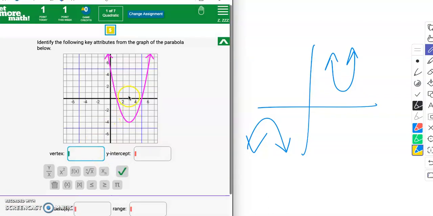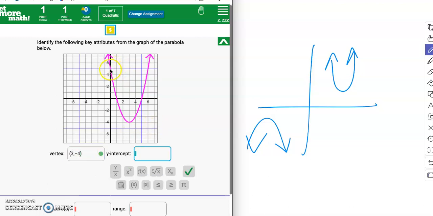The vertex of this one is, let's see, battery's about to die. This vertex is (3, -4), the point where the parabola changes direction. The y-intercept is where it crosses the y-axis. That's here. That would be the ordered pair (0, 5).